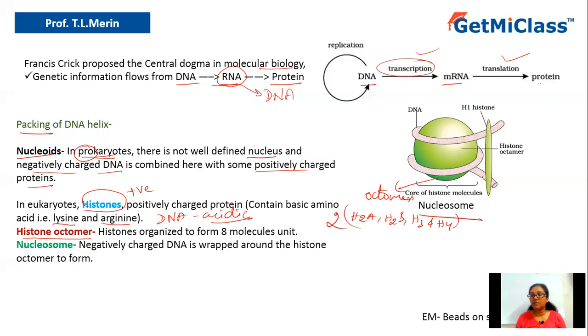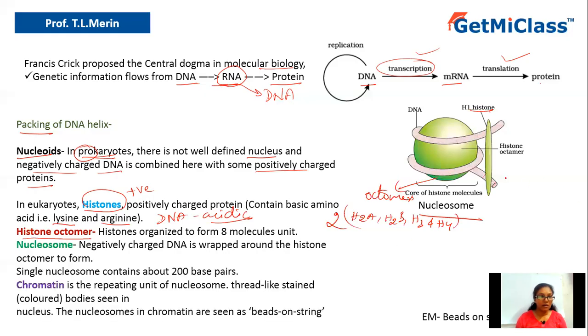Then further, they have one histone 1 protein, which acts as a linker protein, linking the 2 ends of the DNA which surrounds the octamer. So the nucleosome is formed by the combination of the DNA and the entire octamer. A single nucleosome contains about 200 base pairs of DNA. So the total length of the DNA in the nucleosome will be 200 base pairs.